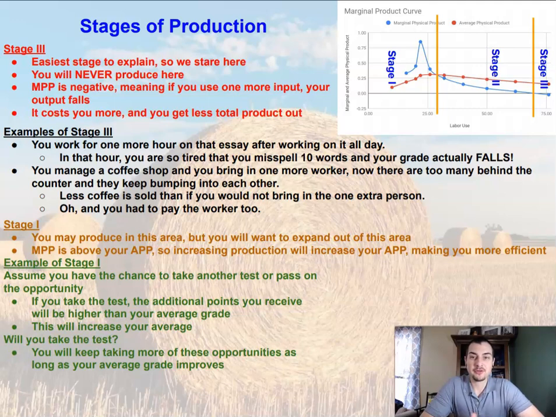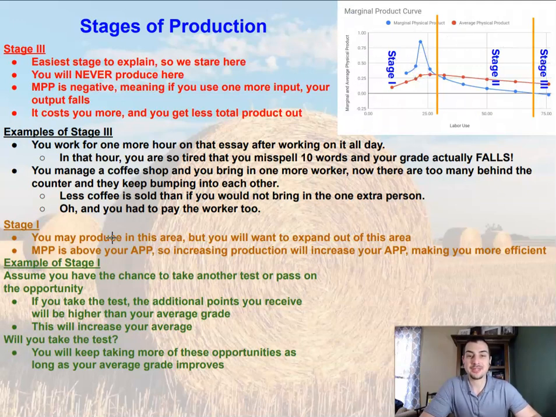Okay, so now that we've covered the different stages of production, stage 1, stage 2, and stage 3, let's dive into what they actually mean. So, long story short, where are you going to produce at? Well, you're going to produce in stage 2. And over the next 2 videos, I'm going to explain why you produce in stage 2 and not in stage 3 and not in stage 1.